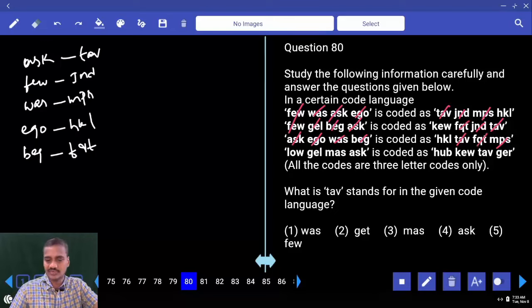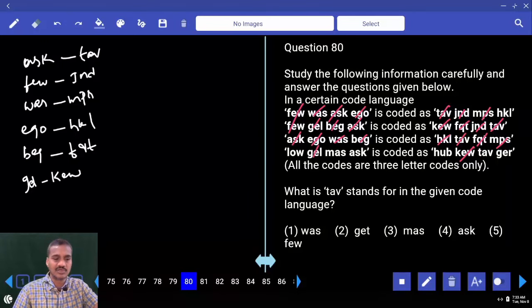Now we are left with one more. What is that one here? HKL is the code for ego. And here, gel, mass and low, gel. Now gel is common here, yes. And what is the code for gel? KEW. Now here also the code for gel is KEW.